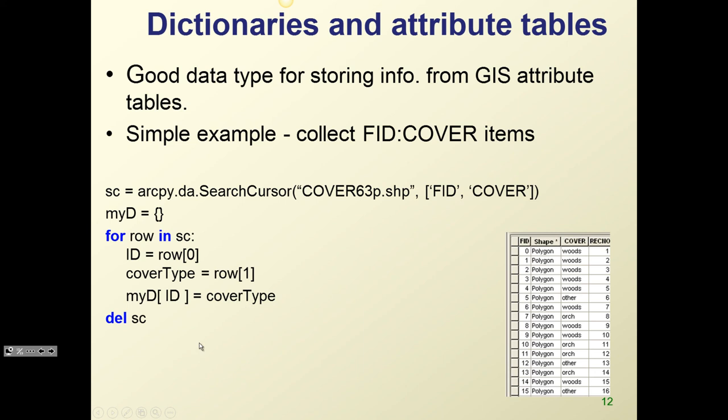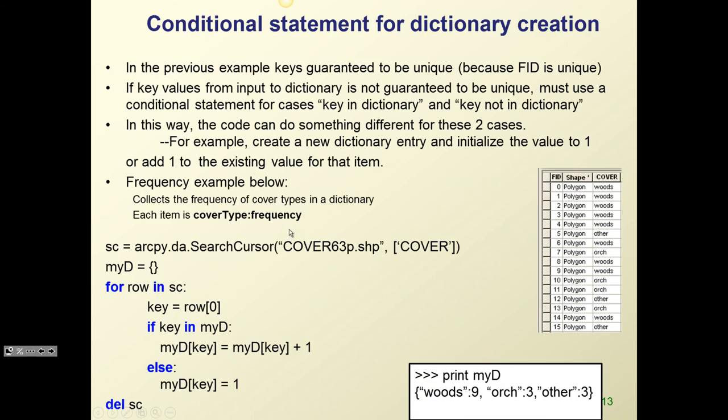Okay, so what do you have at the end of all this? A dictionary with the FID as the key and the cover as the value for the entire table. It'll be 0 woods, 1 woods, 2 woods, 3 woods, 4 woods, 5 other, and so forth, right? And what does this statement do? Deletes the cursor. It deletes the search cursor object that's in memory. It's your Python object that you need to do, because otherwise your data will be locked. If you started trying to do the homework, you probably already experienced that.